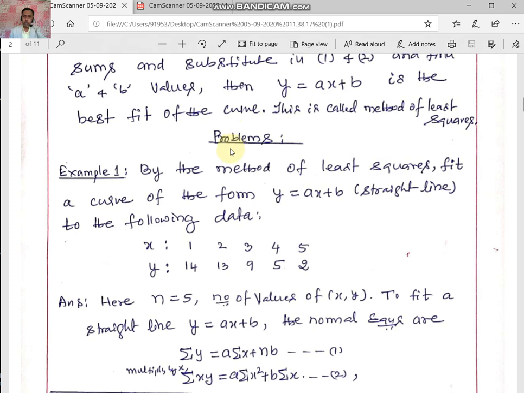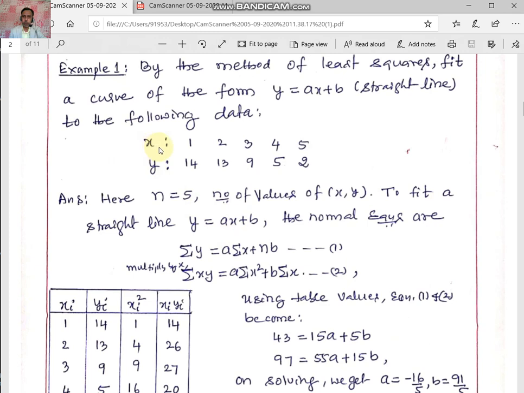Now let us work out some examples. Example 1. By the method of least squares, fit a curve of the form y is equal to ax plus b to the following data. The data is: x values 1, 2, 3, 4, 5, and y values 14, 13, 9, 5, 2. So here in the given data, n is equal to 5, n being the number of pairs of values x and y.